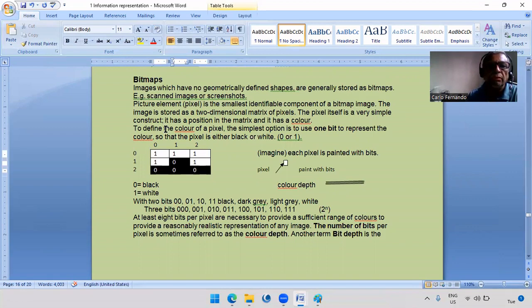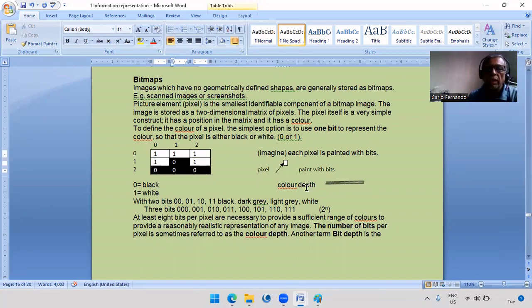And to define the color of a pixel, the simplest option is to use 1 bit to represent the color, so that the pixel is either black or white, 0, 1. So here the zeros are black, and the ones are white.